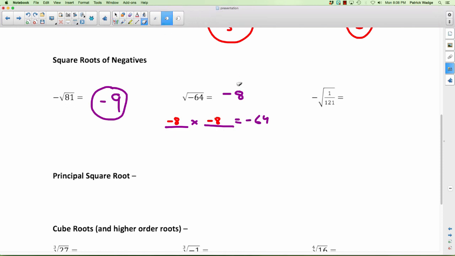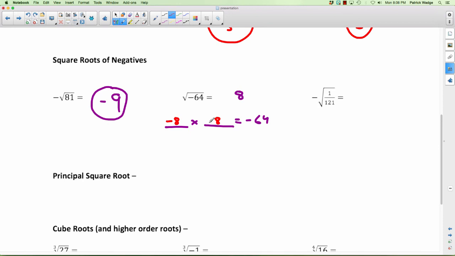So at this point what a lot of people say is, well, I guess it's not negative 8. I guess the answer is actually positive 8. So let's see. 8 times 8 is negative 64? No. 8 times 8 is positive 64. So this didn't work either. So in this case, what people do is they say, well, it must be this, must be the answer. Okay, great, except for one thing.